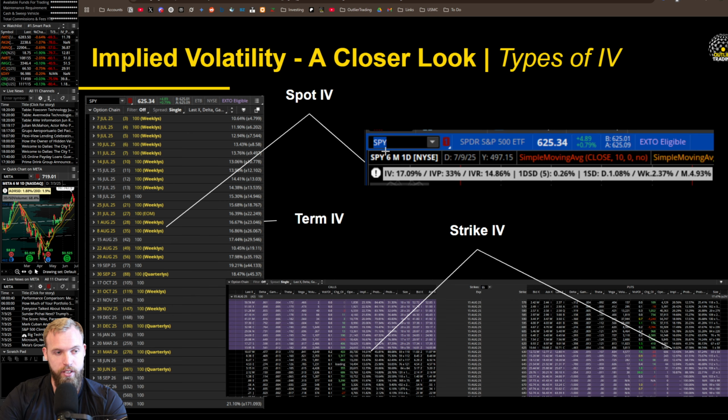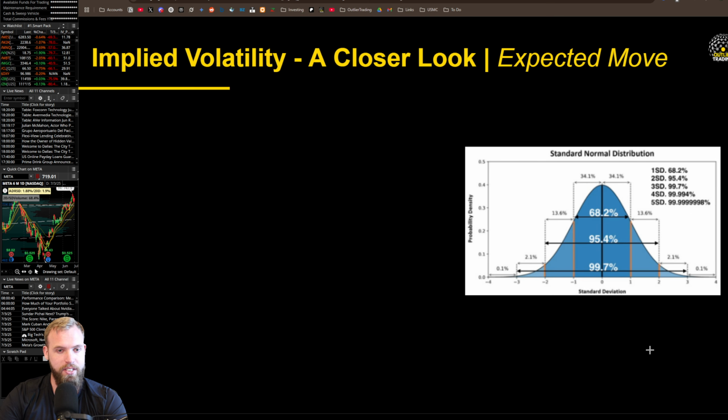So we have implied volatility for spot. We have implied volatility for all the different expirations. And then we have implied volatility for every single option within an expiration. And the relationships between all of these can tell us a lot. Let's talk about this idea of expected move.